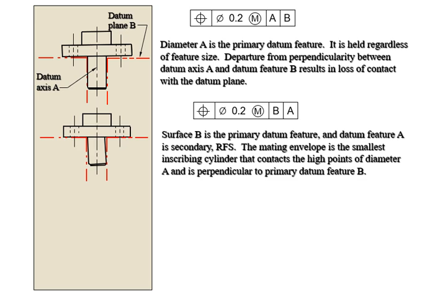Then when it comes to here, see how this is perfect and this is kind of deviated away. So your surface B is your primary datum feature. See, it's changed. And then datum feature A is your secondary with RFS, regardless of feature size. So the mating envelope is your smallest inscribing cylinder. Since we have a maximum, the real surface is inside of the max, so you have a smallest inscribed cylinder that is in contact with the high points of your diameter A and is perpendicular to primary datum feature B.